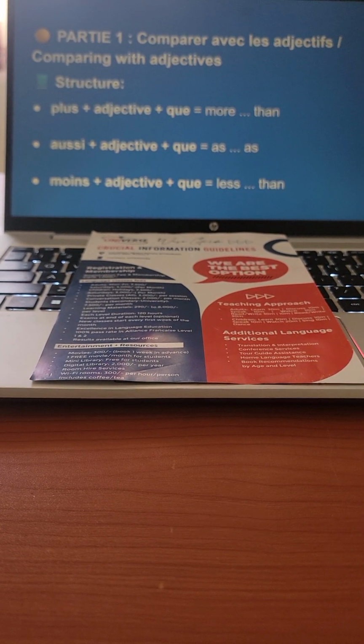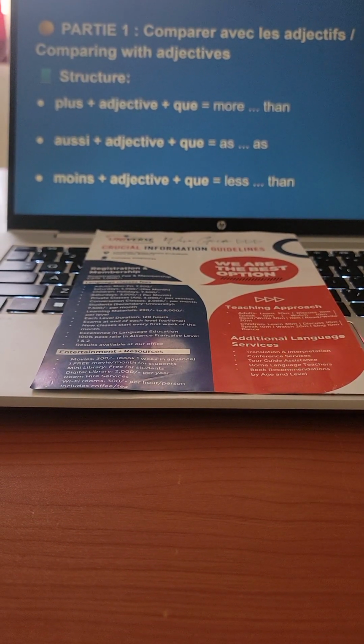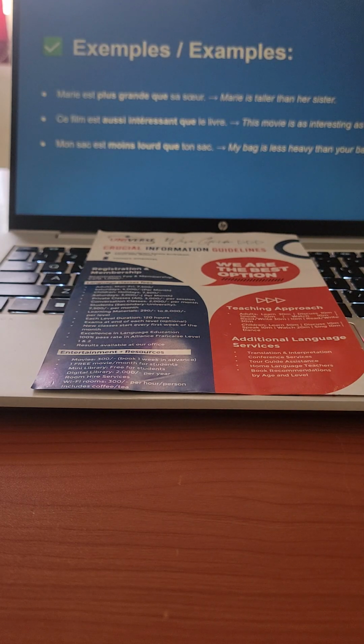So the structure looks like this. You can say plus, then in between you put the adjective, plus que, that's more than. Aussi que, as much as. Moins que, less than. So that's the structure when you are comparing using an adjective.